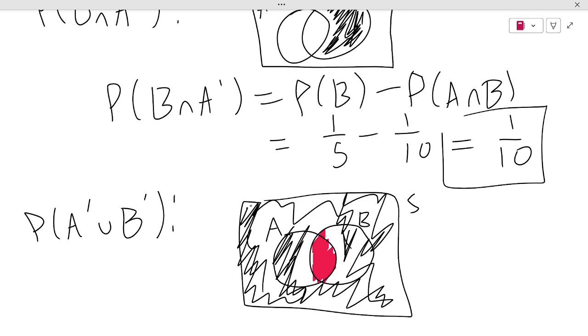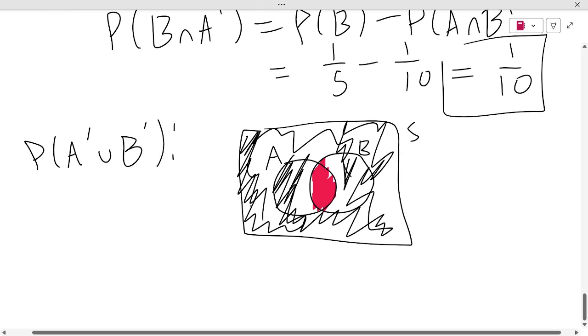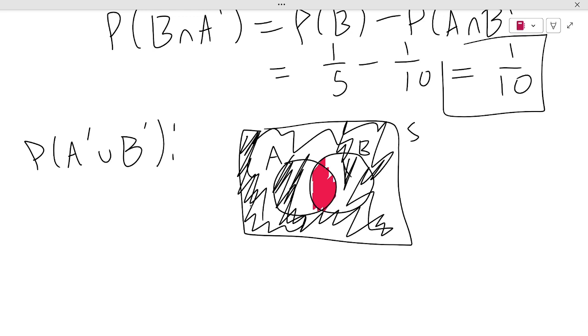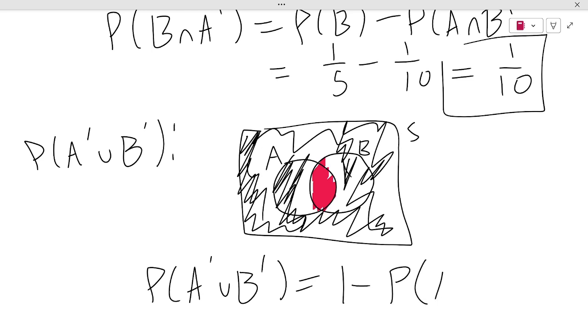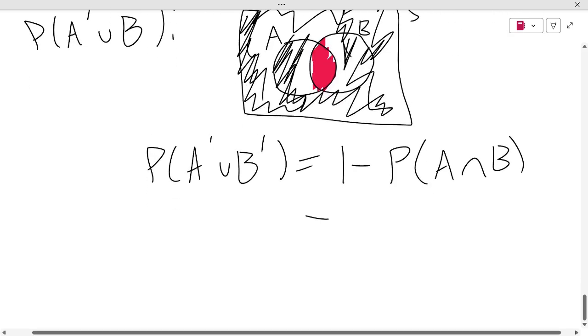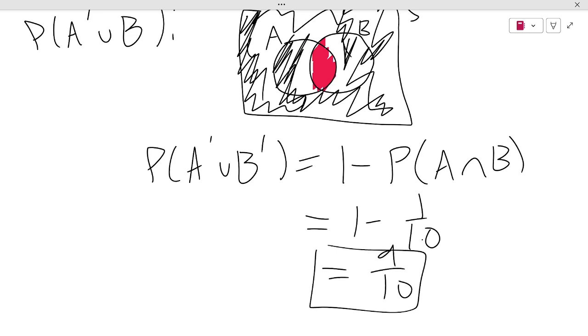So what that means is we're going to start with the sample space, and our answer should just follow by subtracting off the middle, right? So this tells us the probability of A complement union B complement should be equal to 1, the whole sample space, minus the probability of that little intersection right there. So this is 1 minus 1 over 10, which is equal to 9 over 10. Okay?